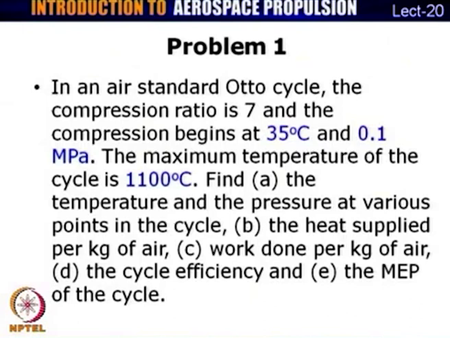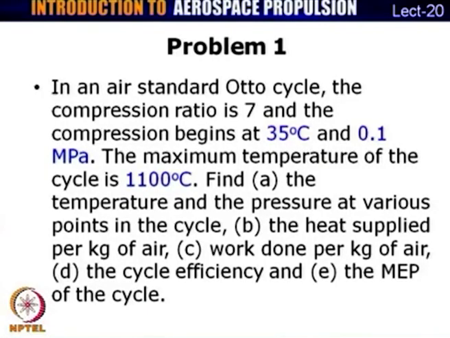Find part A, the temperature and pressure at various points in the cycle. Part B is heat supplied per kilogram of air. Part C is work done per kilogram of air. Part D is cycle efficiency, and part E is the mean effective pressure, that is MEP, of the cycle.